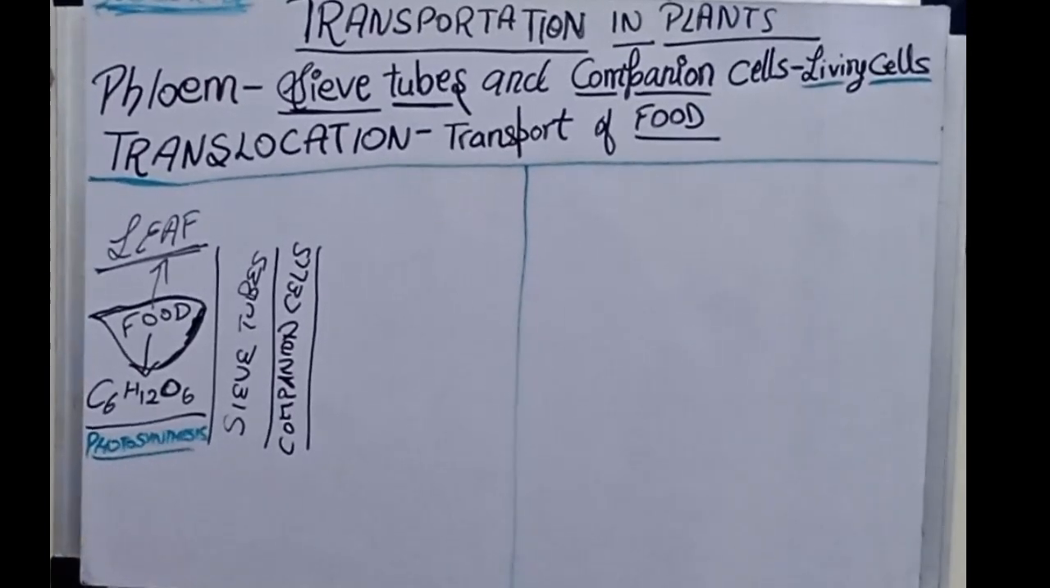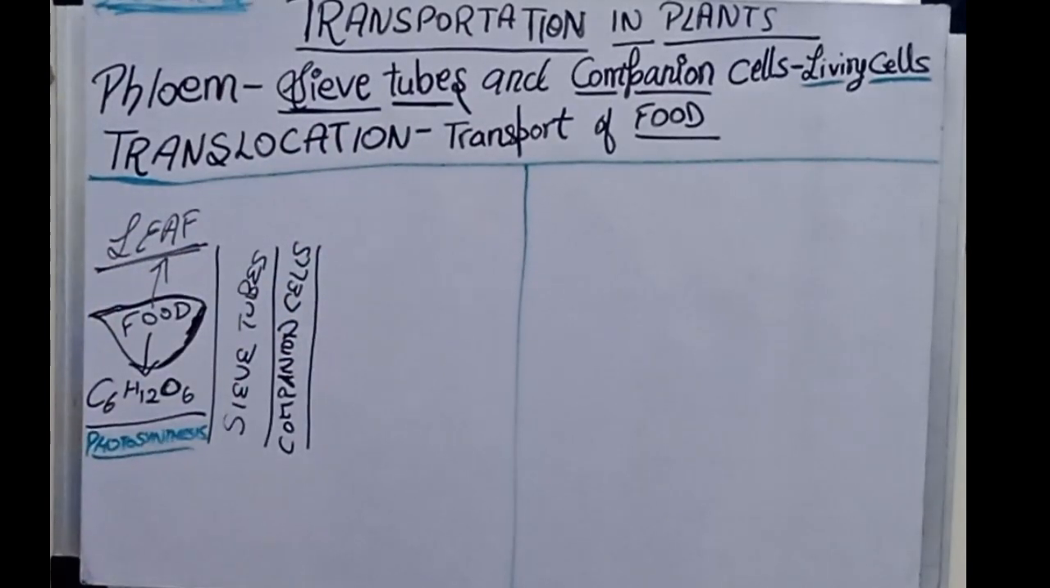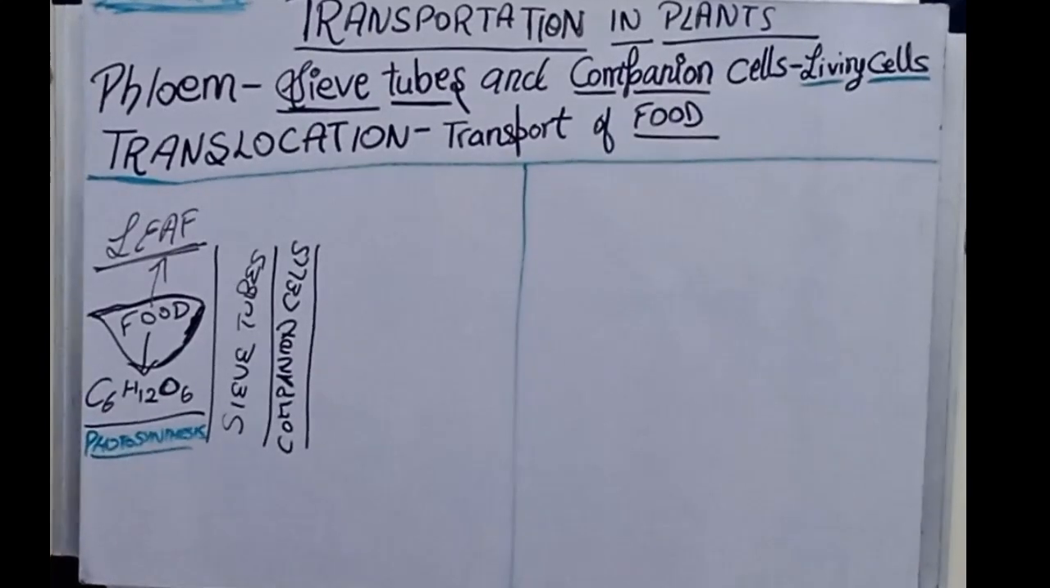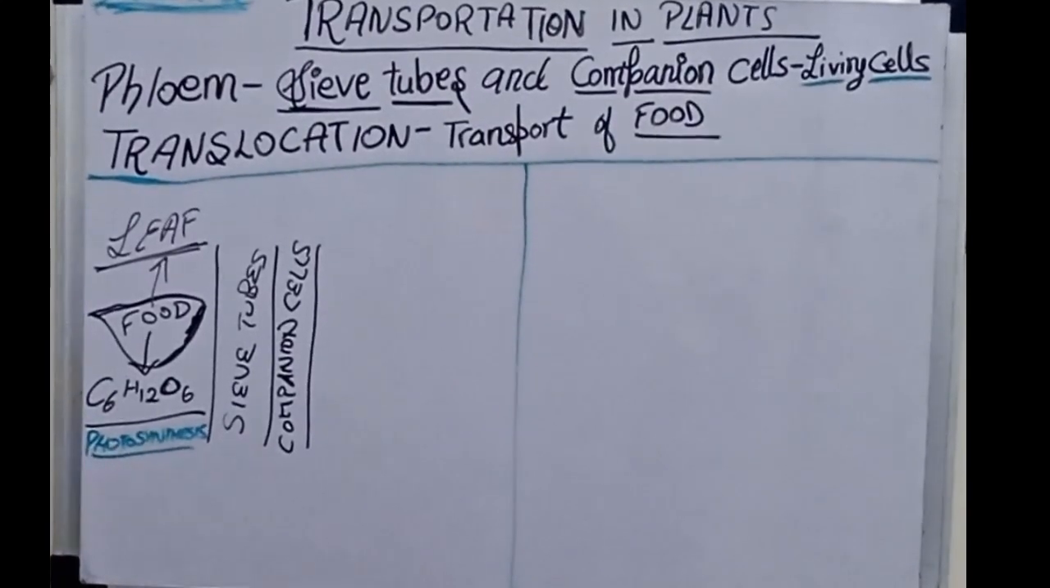Today we are going to continue with transportation in plants. As we have discussed xylem and tracheids, how they transport water and minerals, here we are going to discuss phloem, I mean translocation. Translocation basically means transportation of food. In your first video of transportation in plants, we discussed which cells transport food and which transport water and minerals.